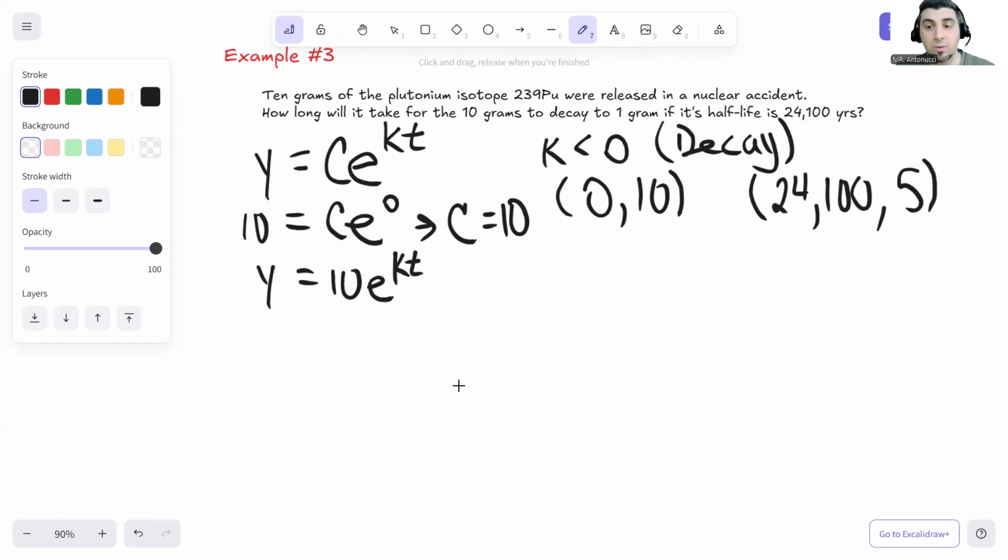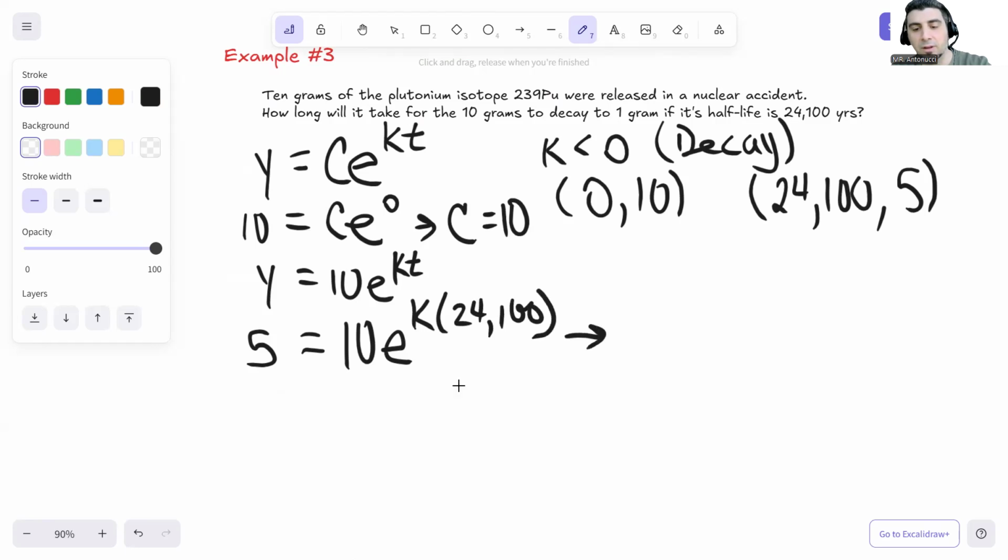Then we could plug in our other point, (24,100, 5). So be careful. Make sure you put the 5 in for the y and substitute the 24,100 for the t. Sometimes students get those reversed. So 5 equals 10e to the k times 24,100. If we divide off the 10 to solve for k, you would have 1/2 equals e to the 24,100k. We could natural log both sides.